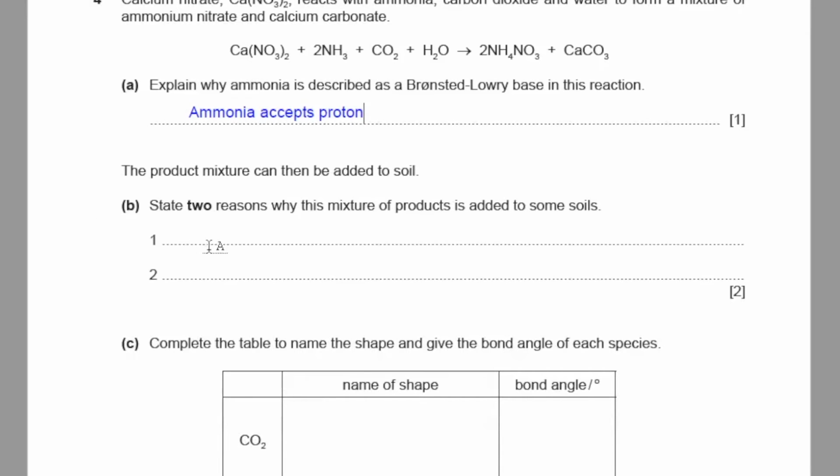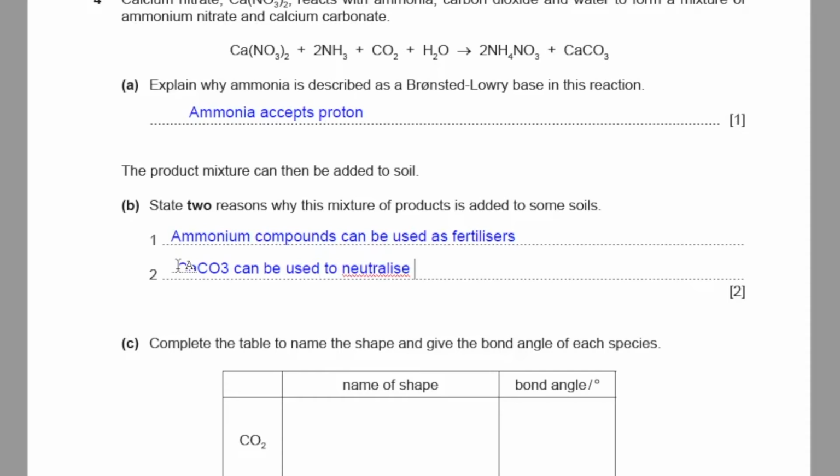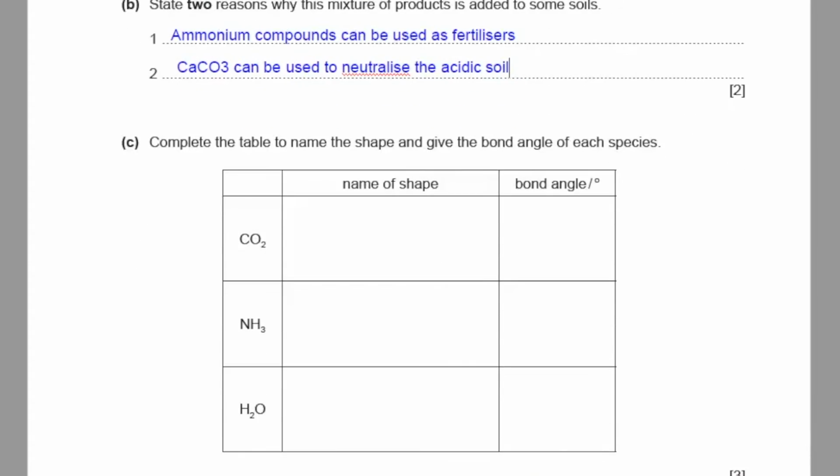So, first of all, I see that the product has an ammonium compound, and ammonium compounds are very useful as fertilizers. Secondly, calcium carbonate is used to neutralize acidic soil. If your soil gets too acidic, you can add calcium carbonate to increase the pH of it and make it neutral. Part C, complete the table to name the shape and give the bond angles of each species.